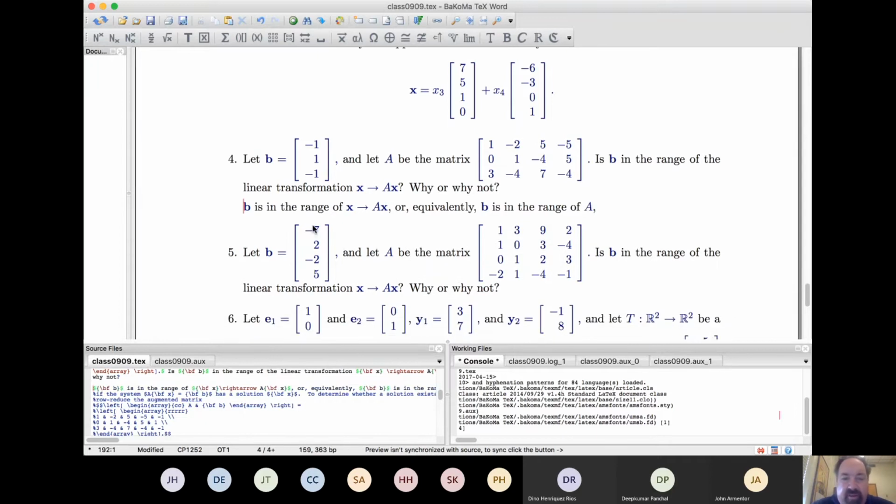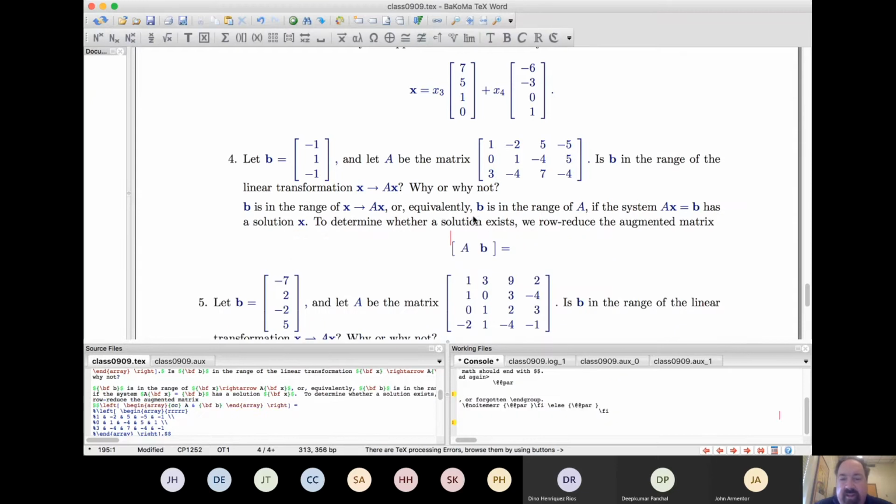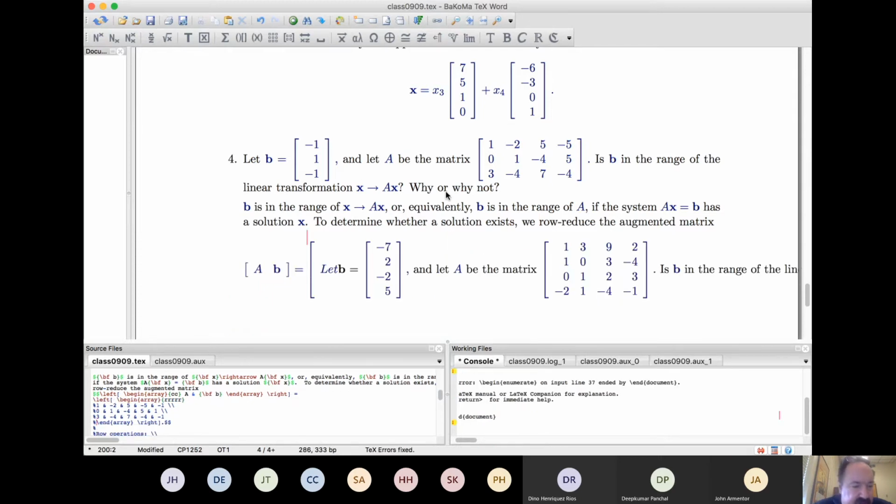Okay, so if vector b is in the range of this transformation, I think in terms of the domain and range of a function, another way of putting it is b is in the range of this matrix, and that is true if and only if Ax equals b has a solution. So basically trying to determine if the system Ax equals b is consistent. So we go ahead and form the augmented matrix from these two.